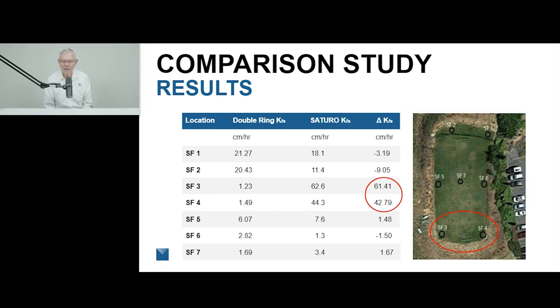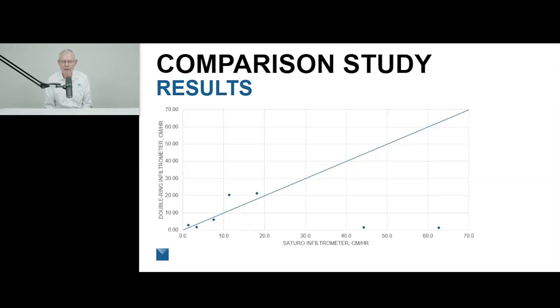It's subject to cracking as it shrinks and swells. The Saturo apparently was able to access some of those cracks. All the disturbance from installing the double ring may have filled the cracks in. But if we ignore those two measurements, we show reasonable agreement between the two methods.